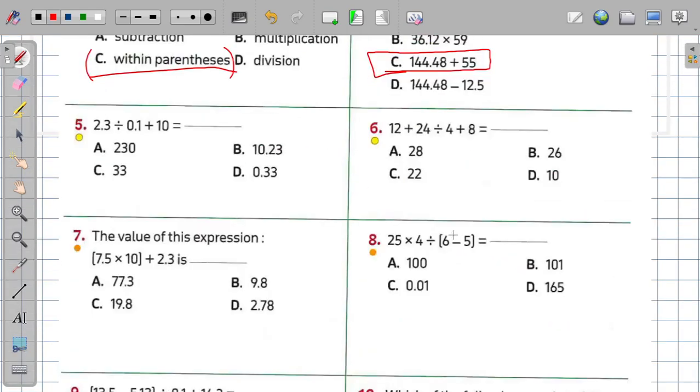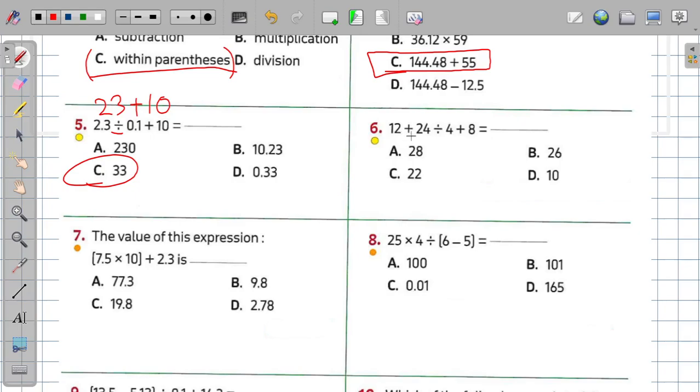Next, I want to find the value of this expression. I have 22.3 divided by 0.1 plus 10. So I will do the division operation first. And when I divide by a decimal fraction, I will move the decimal point to the right. So it will be 23 because I will move it one place to the right. 23 plus 10 equals 33. So the result will be 33.